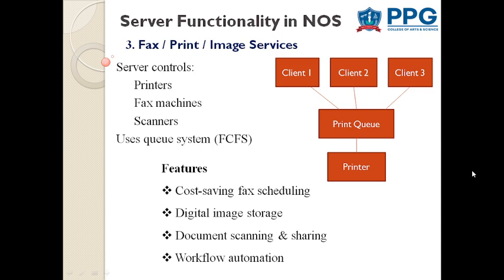Next, let us look at print, fax, and image services. The server manages devices like printers, scanners, or fax machines. It uses a queue called first come first served (FCFS), meaning requests are processed in order only. This helps in managing multiple users, reducing cost, enabling document sharing, and workflow automation. For example, many users can send print jobs and the server handles them one by one. This is the best example for print services.